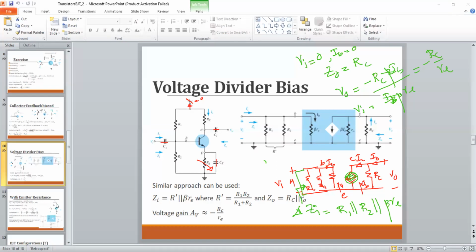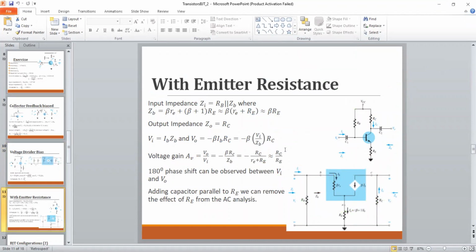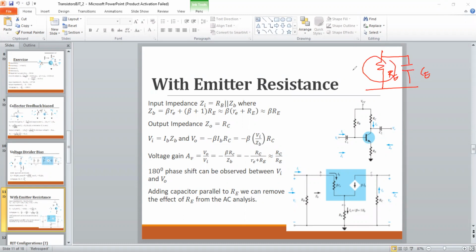We'll see one more. Here we have an emitter resistance. The simple difference here is we have an emitter resistance, but we don't have any emitter bypass capacitor. If you put a capacitor here, you can simply remove the impact of the emitter resistance RE. If you place this CE here, you can just remove the impact of RE. But if you ignore this bypass capacitor, you have this RE in the circuit.